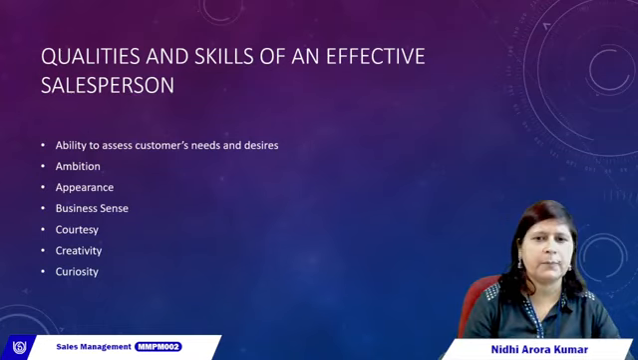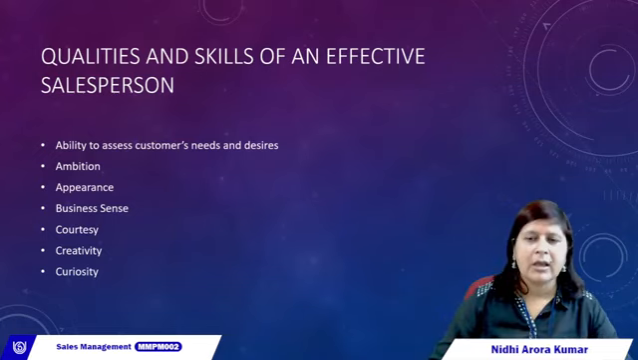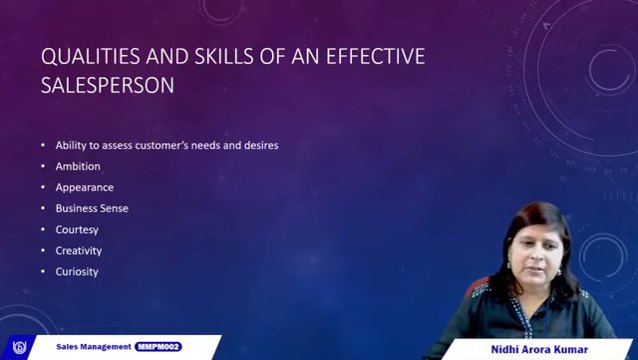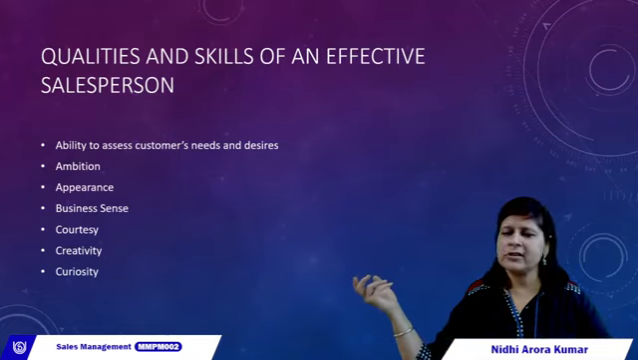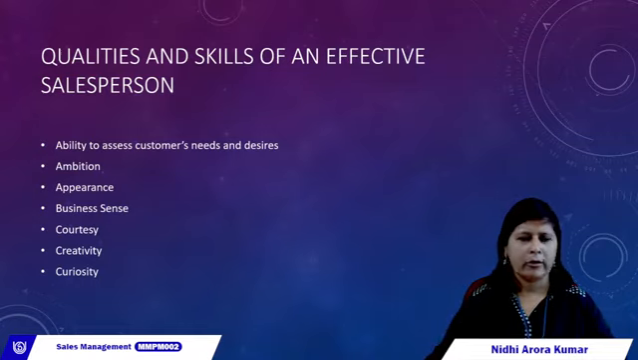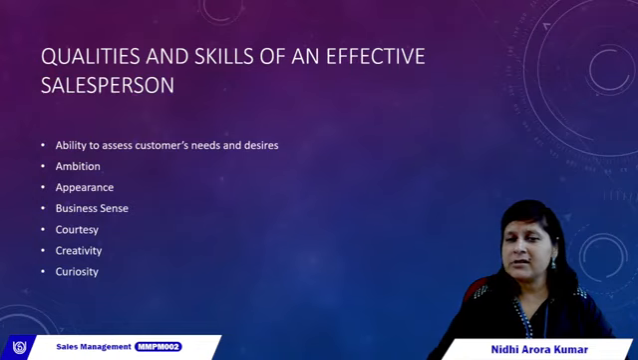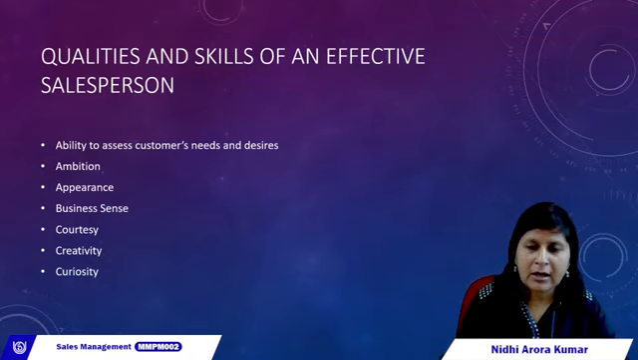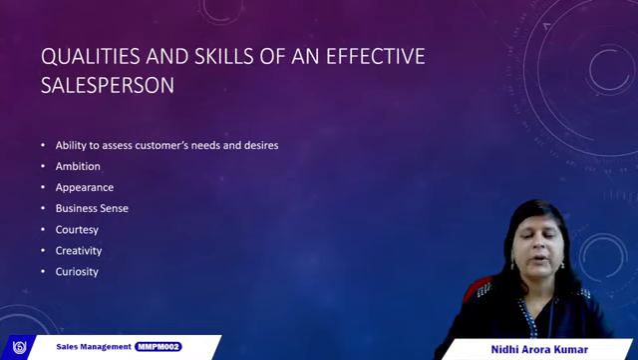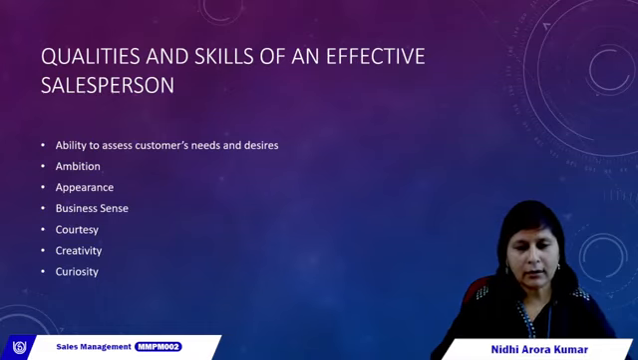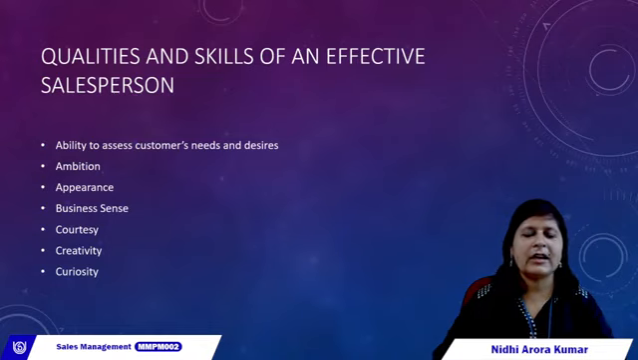Then comes ambition. How ambitious that person is, so that he can put in more effort. Then appearance. The personality of a salesperson should be very good, right? Because personality plays an important role in sales. Then the business sense of that particular person, right? He should have a business sense. He should know how to sell that product, how to read the mind of the consumer. Then he should have some courtesies and basic manners, how to behave with the consumer.